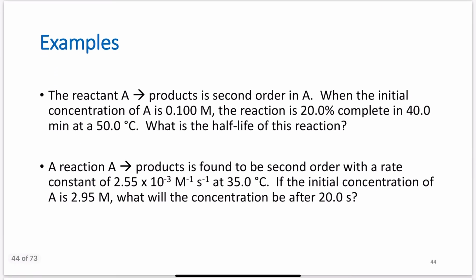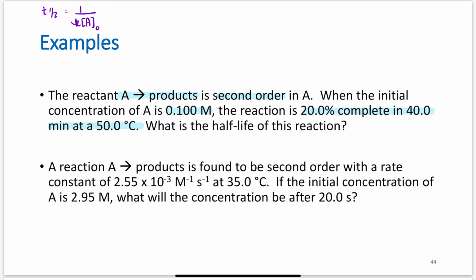So let's work a couple examples. The reactant A going to products, second order in A. When the initial concentration of A is 0.100 molar, the reaction is 20% complete in 40 minutes at 50 degrees C. What is the half-life of this reaction? So I know it's second order. T to the 1/2 for second order is equal to 1 over k times the concentration of A naught. I'm trying to find that half-life.